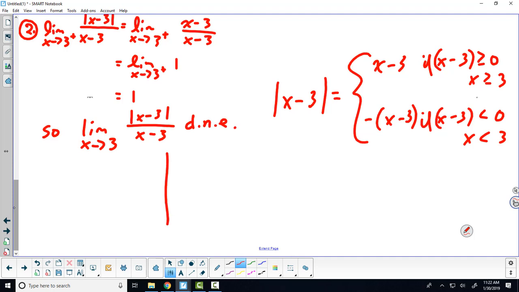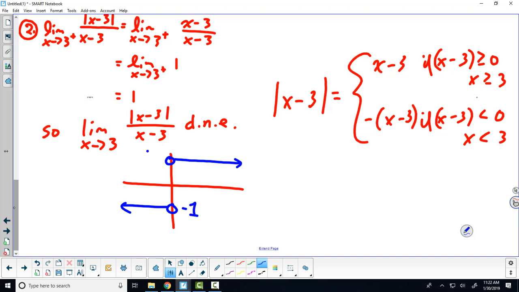Okay. By the way, if you were to graph these two functions, the graph looks like this. No, it doesn't. It's a lie. The graph of these two functions looks like this. There's negative 1 and there's 1. What do we see? As we approach 0 from the right, the limit was 1. As we approach 0 from the left, the limit was negative 1.